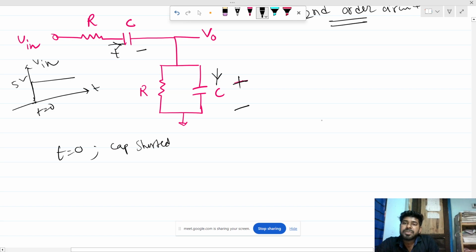So the capacitor is shorted, which means this will be shorted and this will be shorted. So what will be the output? The output will be 0 volt, right? So V out will be 0, because this 0 is there.